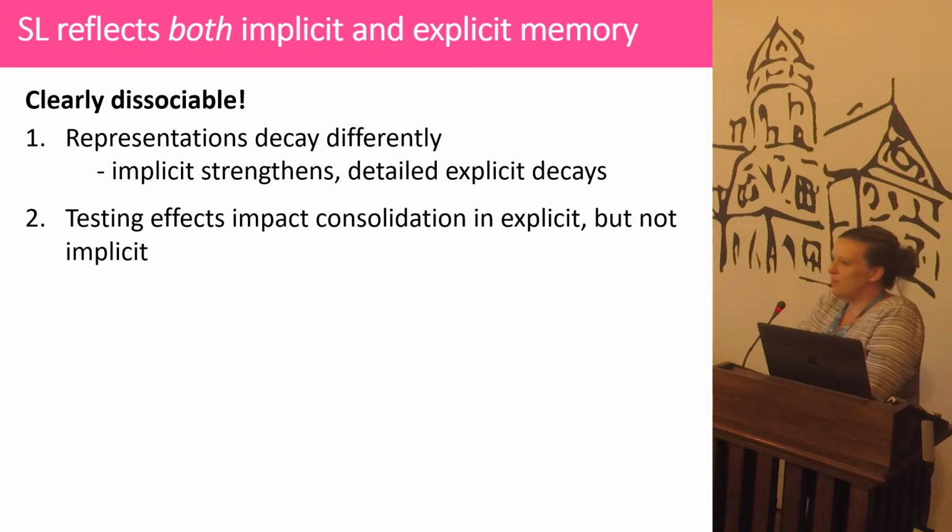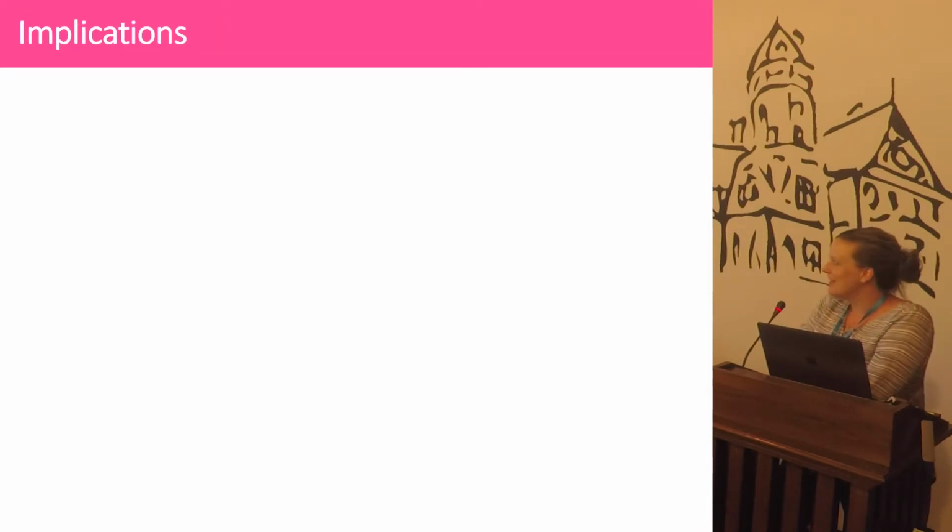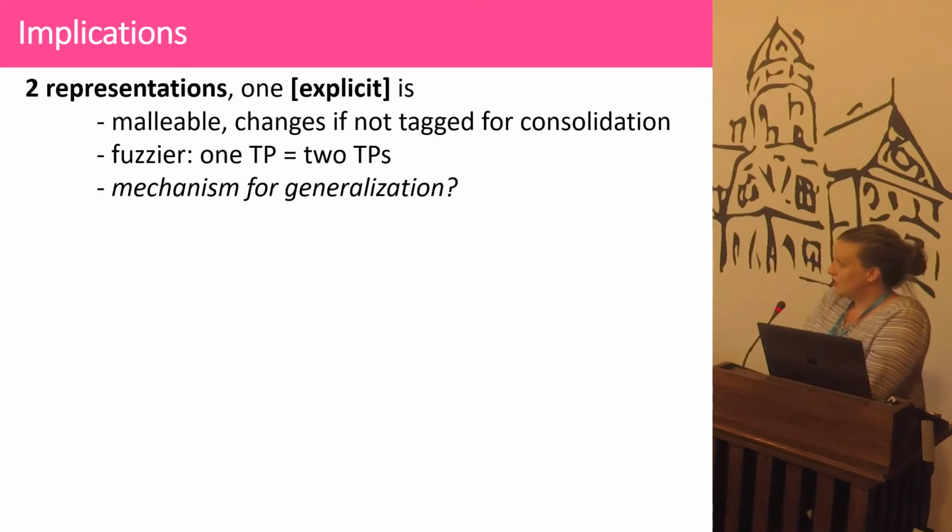And I want to just take a few liberties because I think we're here to have fun and talk about what I think this means. I'm going to go a bit beyond my data, and you guys can ask me about that later. But these findings have made me think in new and exciting ways about what happens after statistical learning. So let's say we have two representations. I think I've shown you we have two representations. One, the explicit, is malleable, right? We're seeing these testing effects. So what you do after a learning experience in this explicit trace actually changes the nature of the trace.